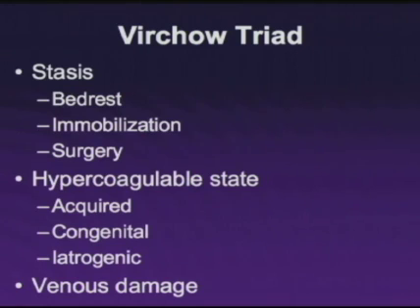Finally, patients who are traumatized, either from nearby fractures or from catheter lines that are placed in the veins, can also develop deep venous thrombosis. This is more of a factor in the upper extremity, but can be seen in the lower extremity as well.